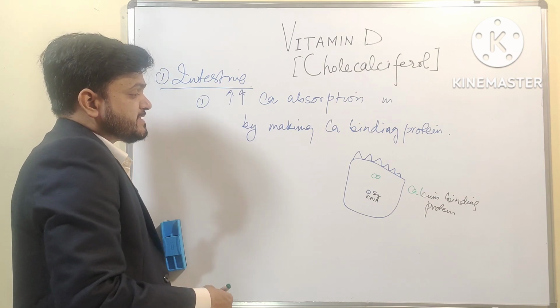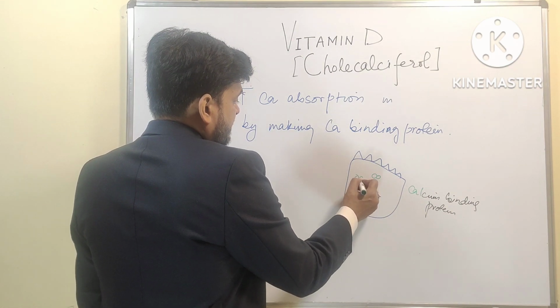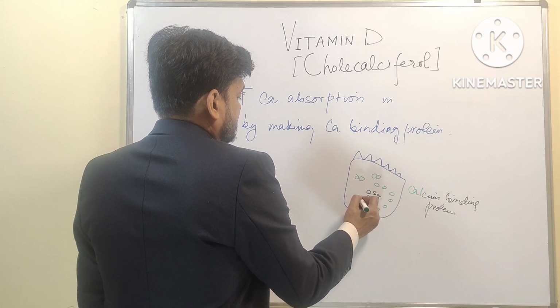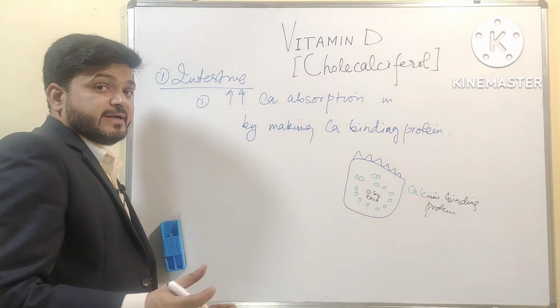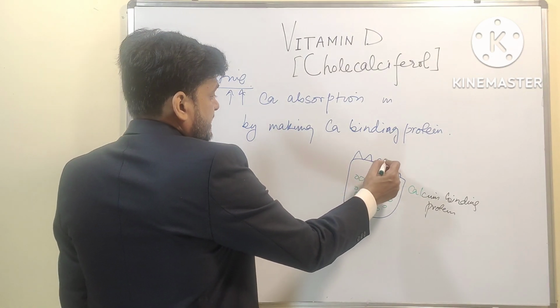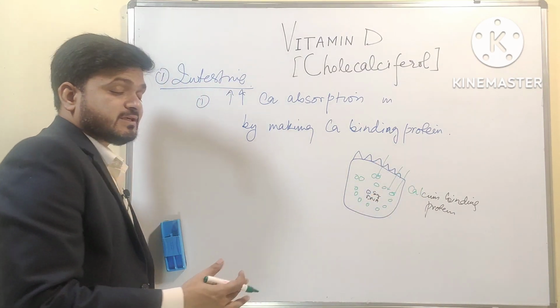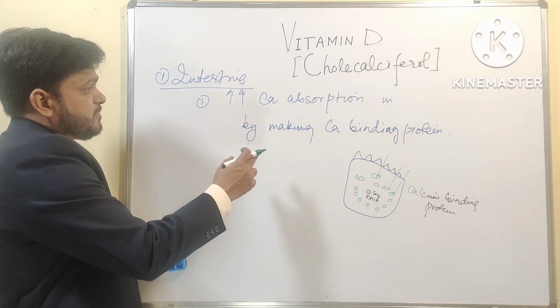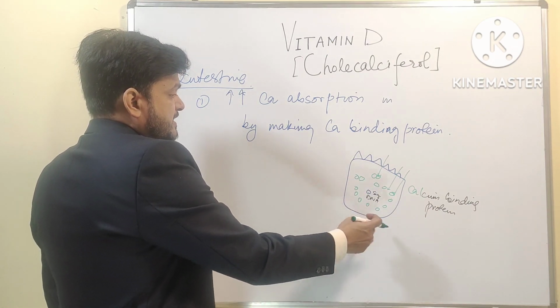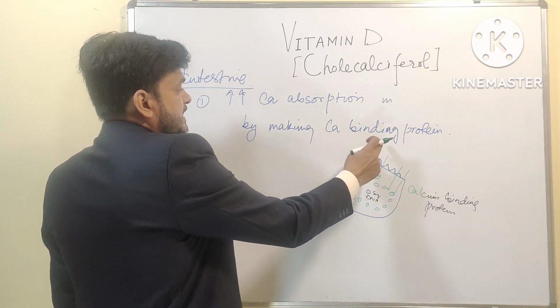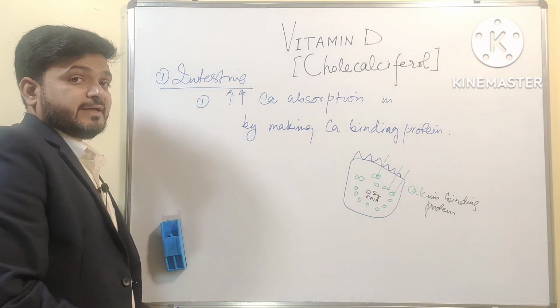So if we have more calcium binding protein, what will we have? If we have more calcium binding protein, we can bind more calcium with it and we are able to absorb more calcium. So by increasing the synthesis of calcium binding protein under the influence of vitamin D, calcium will be absorbed more and more in number.